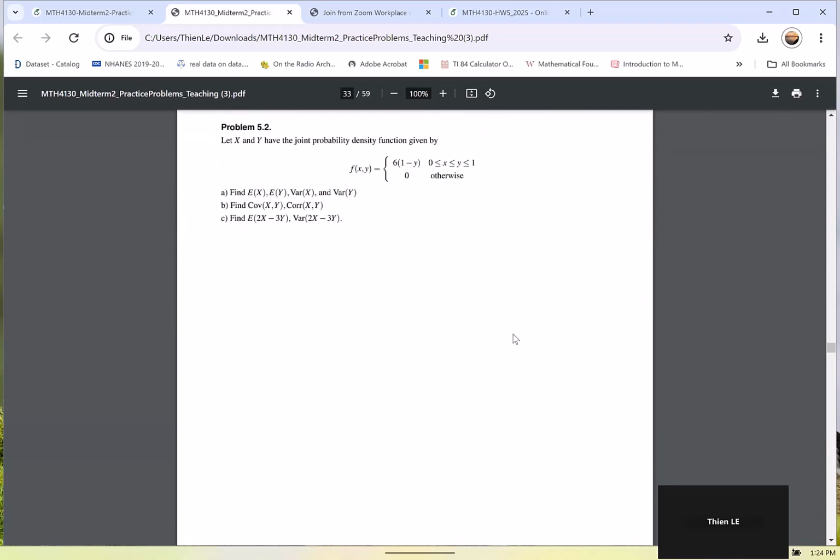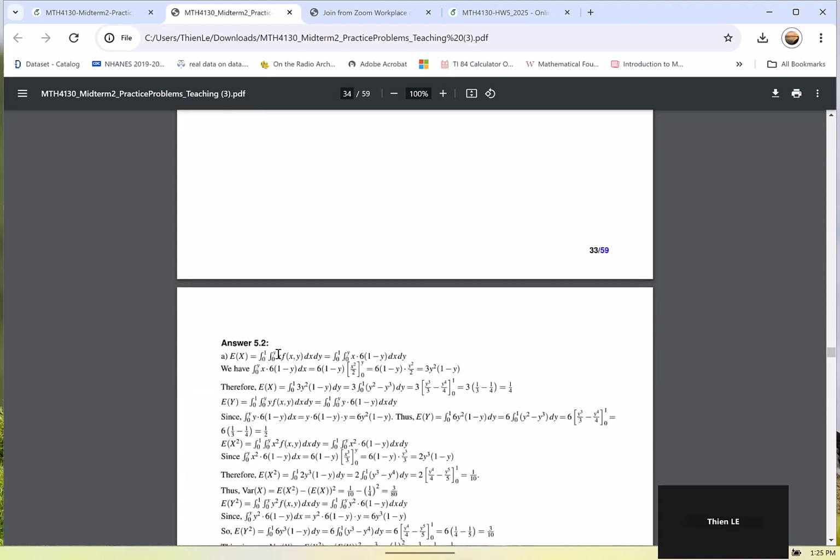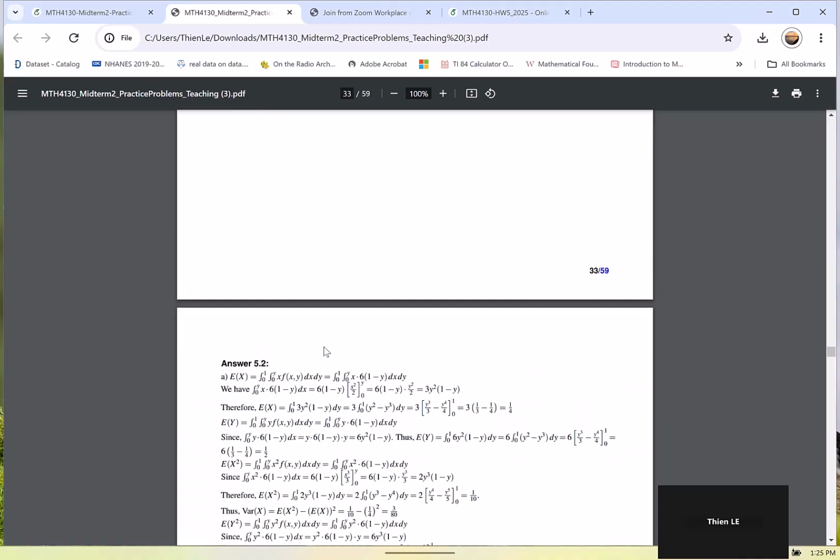So in problem 5.2 here, we have a joint density. You find the mean, the variance, and the covariance, correlation, and then expected value. It's also an important problem, right? Because what we care about when we talk about uncertainty quantification is the mean, the variance, right? And now we look at the bivariate case. And for sure, if we don't understand the bivariate, there's no way we can understand any high dimension, 3, 4, p dimension, right?